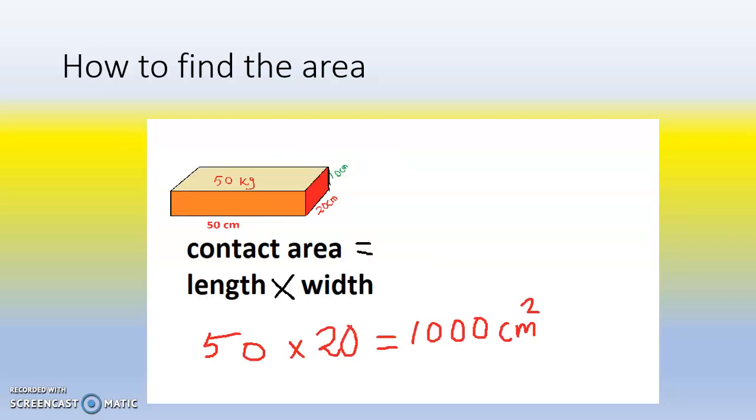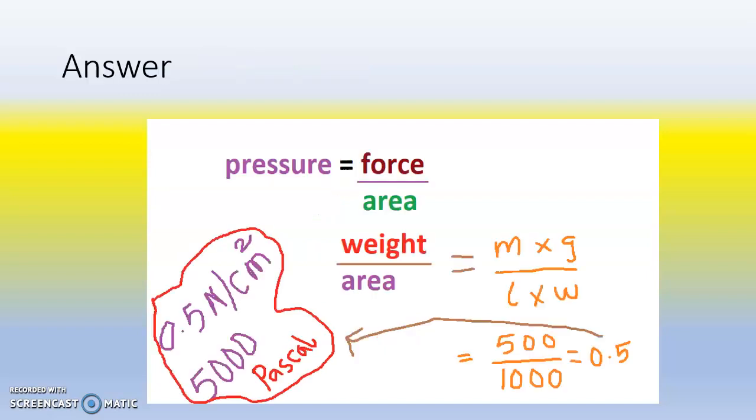Okay, now how to find the area? What's the formula for area? Length and width. If you multiply these two, like 50 and 20 in our example, it is equal to 1000 centimeter square. Now we have two pieces of information, the weight and the area, right? So using this, you just divide and you get 0.5. The unit is Newton per centimeter square. Why Newton per centimeter square? Because the weight is Newton, and the area is centimeter times centimeter for length, so centimeter square.